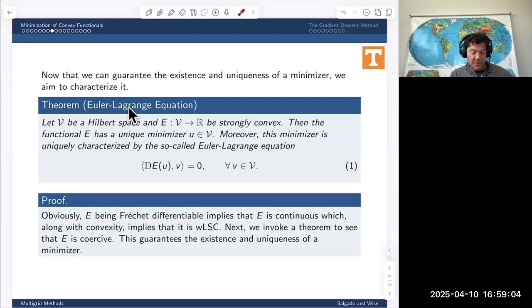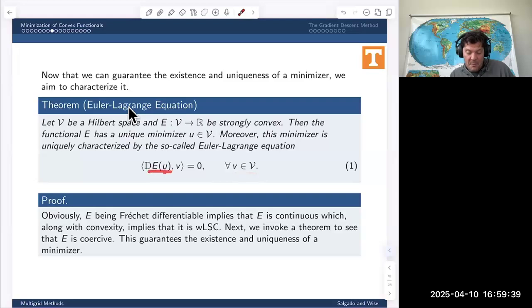So let V be a Hilbert space and suppose that E is strongly convex. Then the functional E has a unique minimizer. Moreover, this minimizer is uniquely characterized by the so-called Euler-Lagrange equation, which is this. So what's the Euler-Lagrange equation? It is this equation where we have the derivative of E on one side, and we're pairing that through the duality pairing with any V in the space.